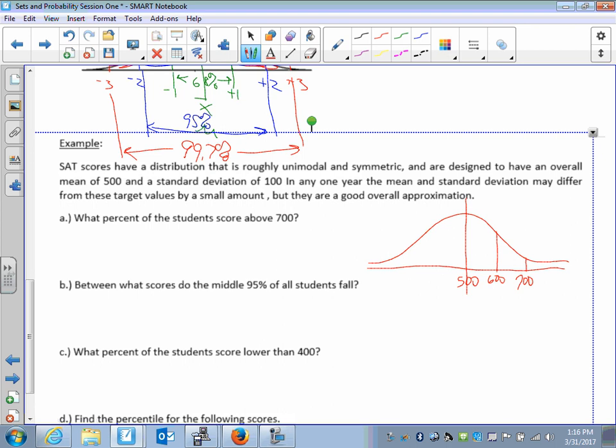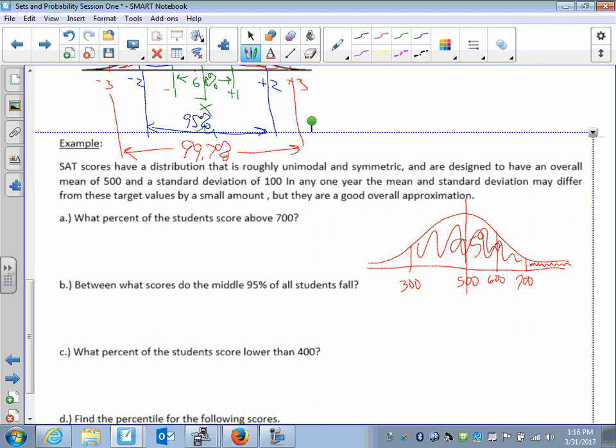Now notice, that's 2 standard deviations to the right. Now, the question is, what percent of the students score above 700? Now, that's this region over here. Watch carefully as we reason through this. We know from 300 to 700 is 95% of the data. Now stop and think about that for a minute. How do we know that from 300 to 700 is 95% of the data? Pause if you need to.